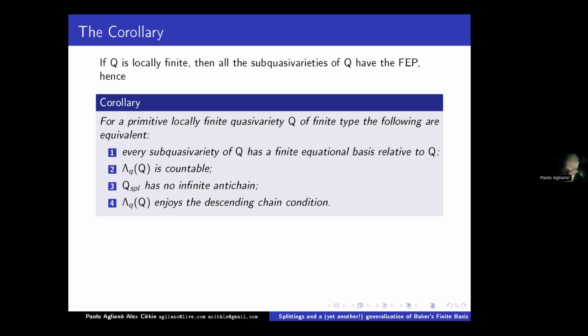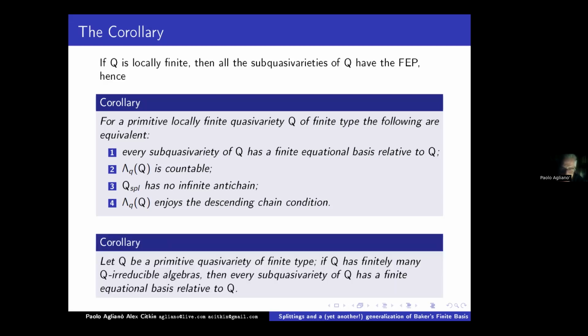We can derive another corollary, which is, I think, less interesting, and I'll explain why. Let's take a primitive quasi-variety Q of finite type. If Q has finitely many Q-irreducible algebras, then every sub-quasi-variety of Q has a finite equational basis relative to Q. Now, why is this not so super? Well, because in a way, it was already known. The reason why the corollary works is because with this hypothesis, the lattice of sub-quasi-varieties of Q is finite. So in particular it is countable.